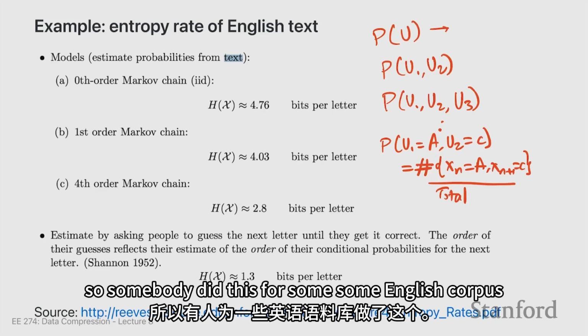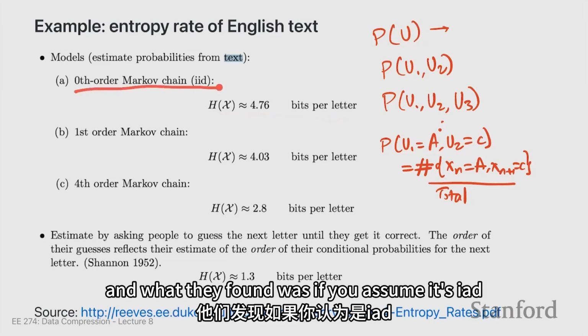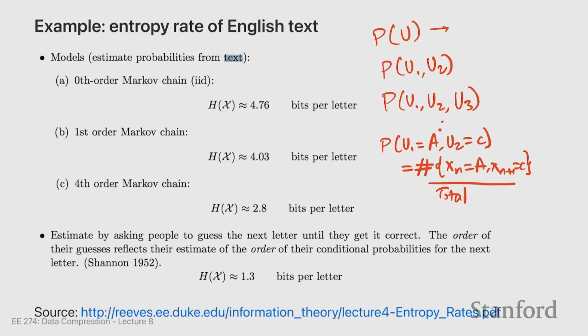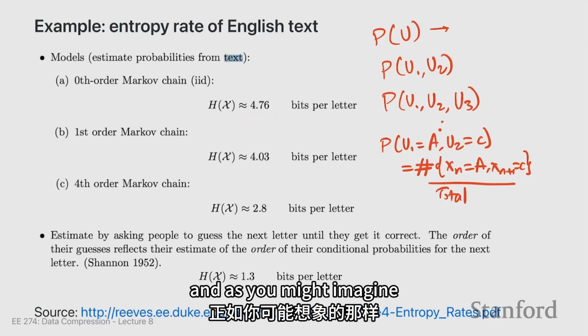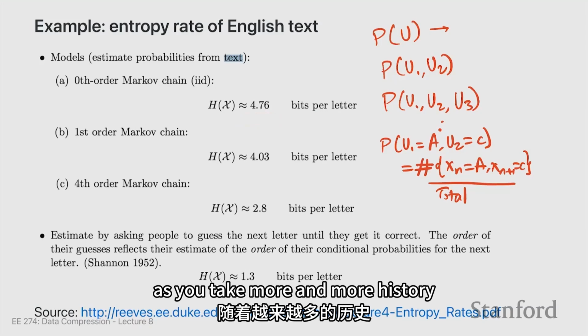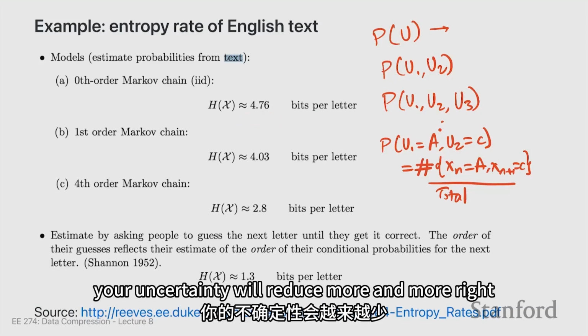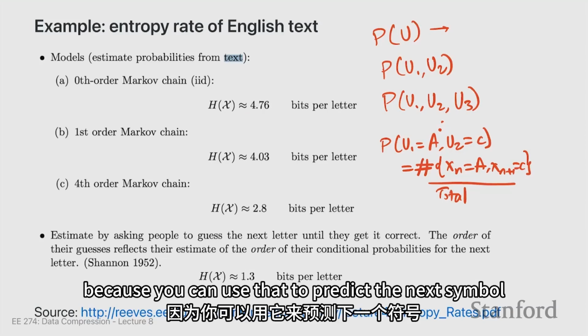Somebody did this for some English corpus, and what they found was, if you assume it's IID, so a 0th order Markov chain, they got 4.76 bits per letter. And as you might imagine, as you take more and more history, your uncertainty will reduce more and more, because you can use that to predict the next symbol.